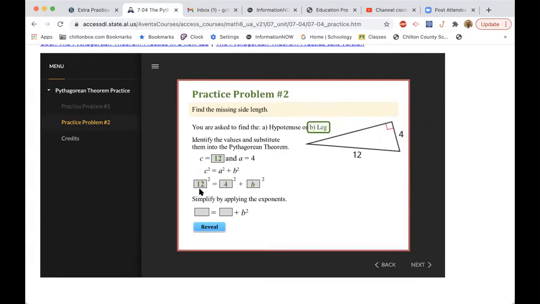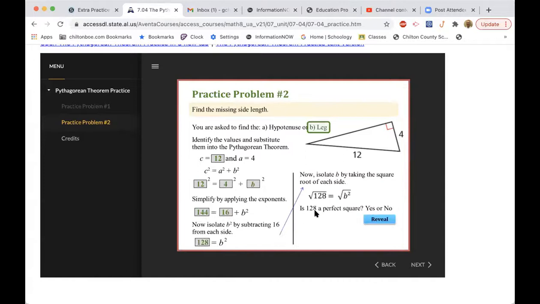4 squared is 16. 12 squared is 144. Subtract 16 from both sides. Then take the square root of both sides. And you would get your answer, which in this case, since it's not a Pythagorean triple, is an irrational number, which they rounded to the nearest hundredth, 11.31.